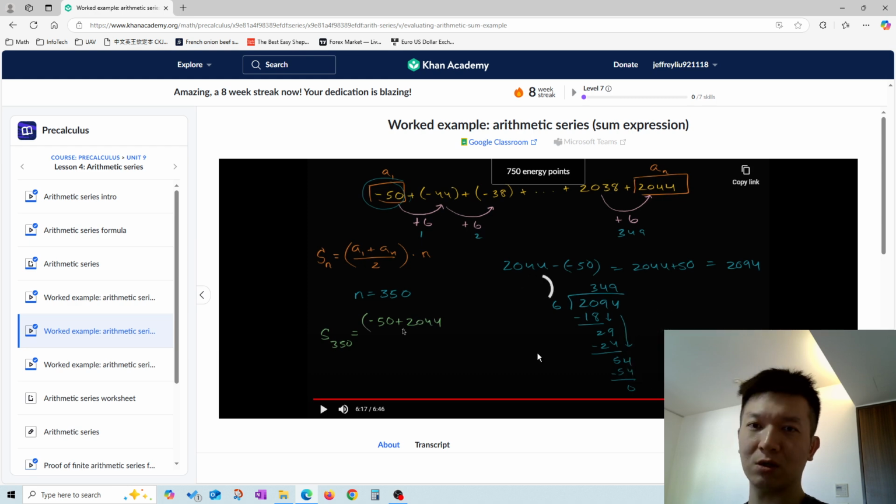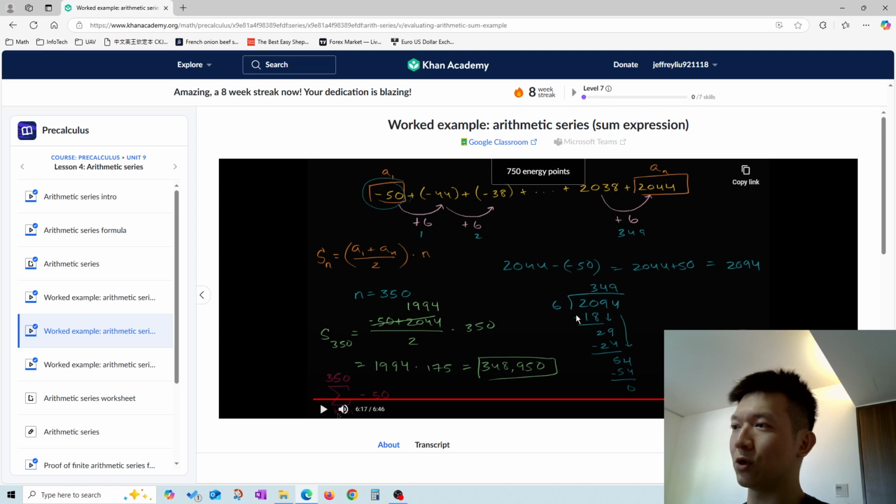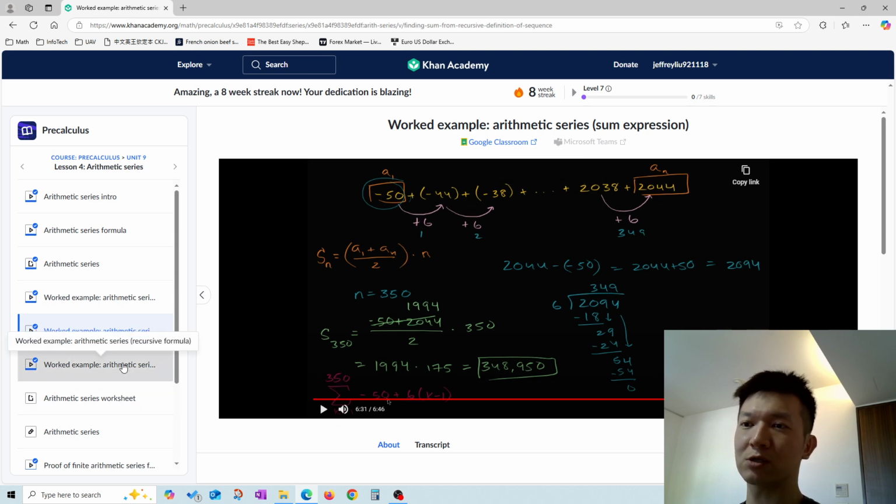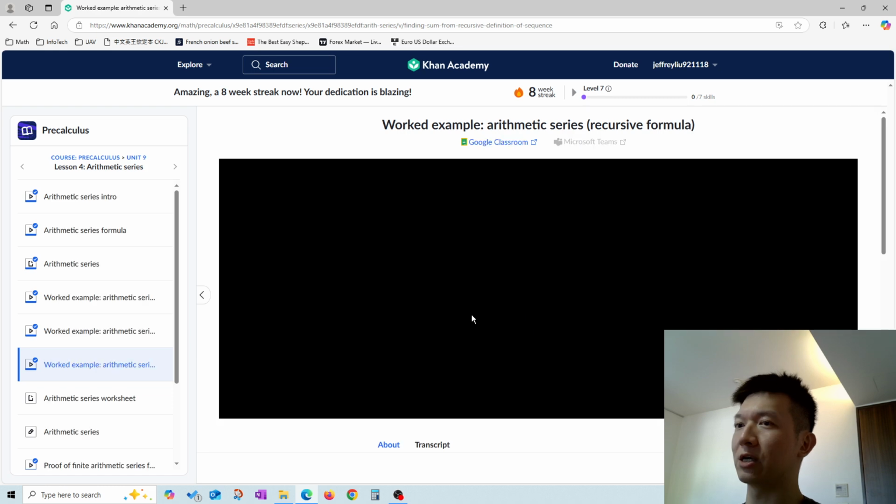So they're just slightly different, where the question can ask you in a different way, but as long as you have the clues to find out every component of this formula, then you're good to go, right? Okay, so now the answer will be 348,950. Okay, so let's work out another example.